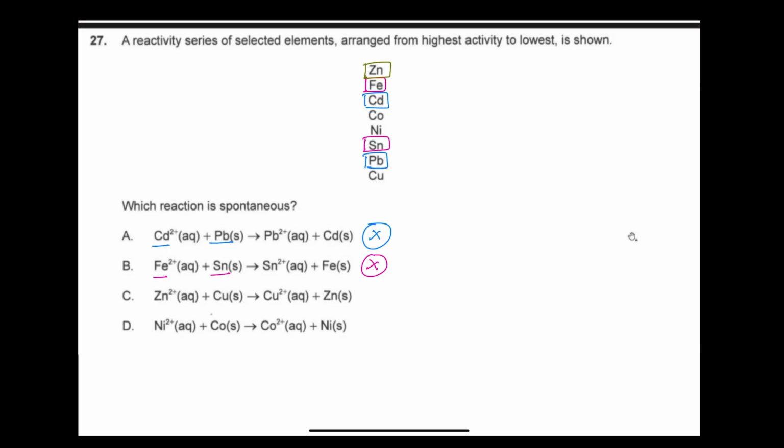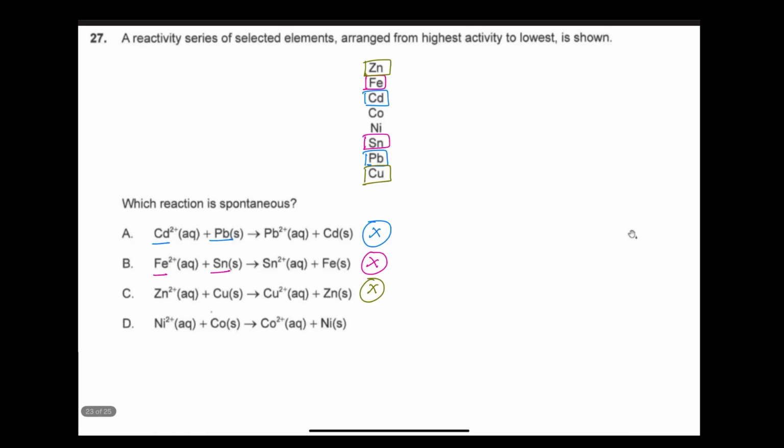Zn and Cu. This is Zn, this is Cu. Zn is the ion, Cu is the metal. So again, Cu is less reactive than Zn. It cannot replace zinc from its salt. Ni2 plus and cobalt. This is Ni and this is cobalt. Cobalt is more reactive than nickel, right? So only option D would be spontaneous.